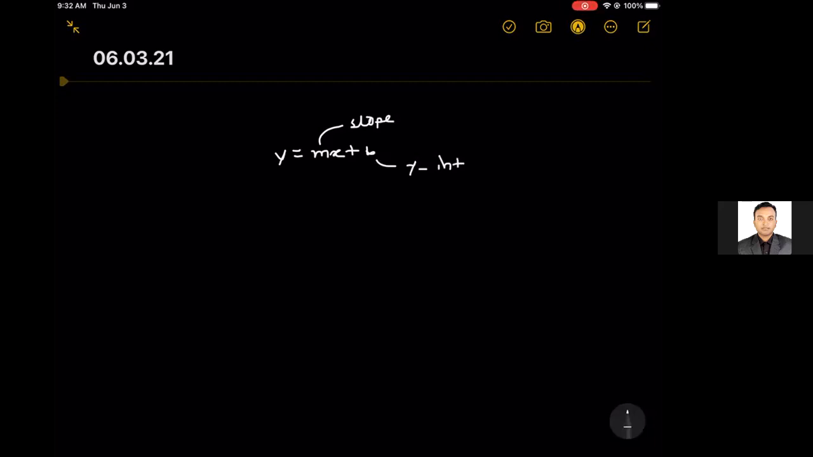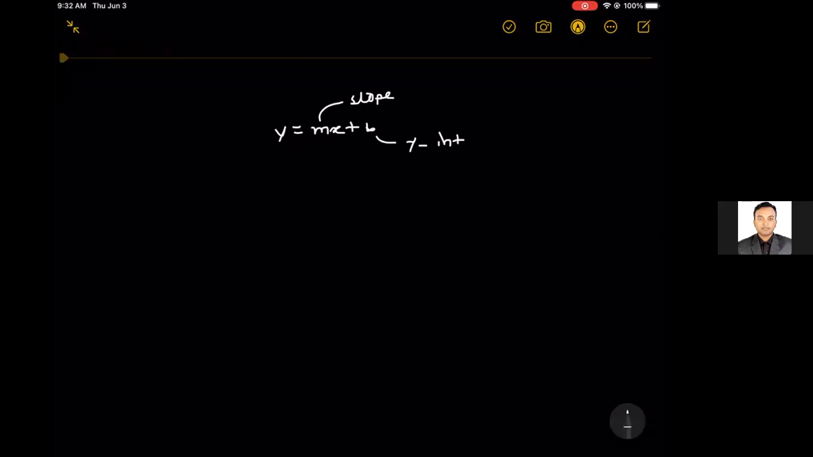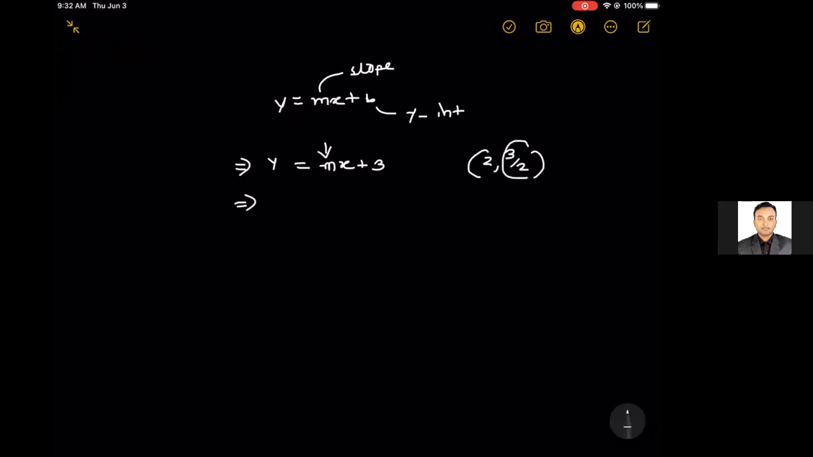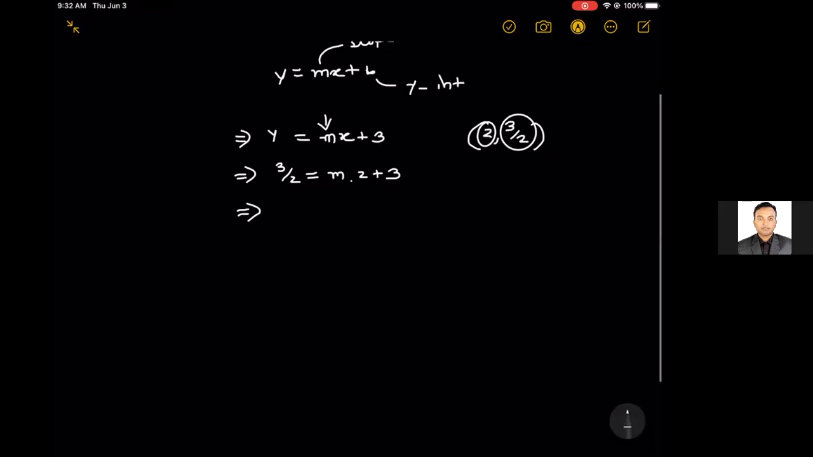we know the general formula of a straight line is y equals mx plus b, where m is the slope and b is the y-intercept, right? We already know the y-intercept is 3 from the graph. We can see that. So technically, we actually have mx plus 3. So now the only thing we need to find is m. And for that, we have one more piece of information which we can use, this point. So let's do that. So y will be 3/2, right? 3/2 equals m times x, which is 2, plus 3. So 3/2.